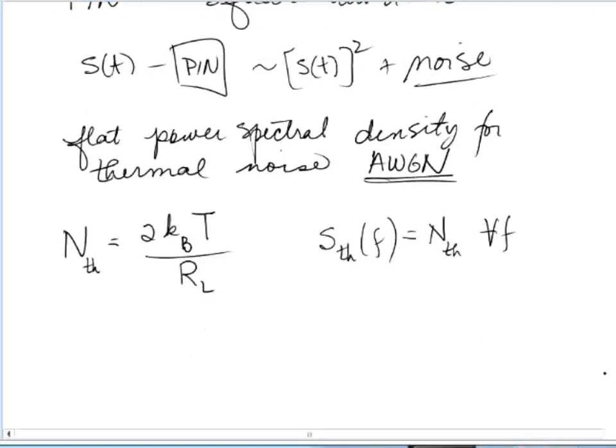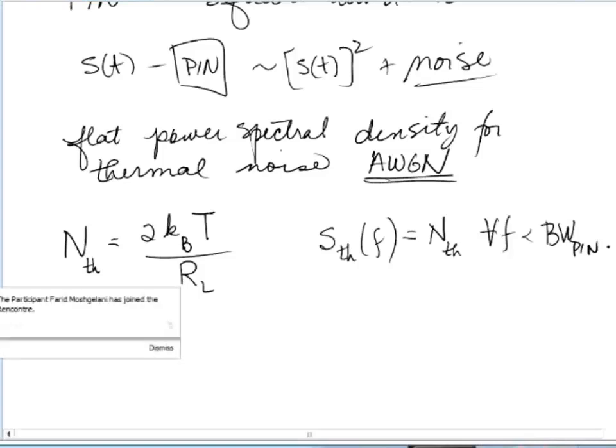Of course, no device has infinite bandwidth. In fact, I guess we could say, for all f within the bandwidth of the PIN. Certainly we can say that the thermal noise is very well modeled as flat over this bandwidth. In fact, that's sort of the definition of what the bandwidth of a photodiode is. In most cases, electronic receivers will have a narrower bandwidth than the photodetector.